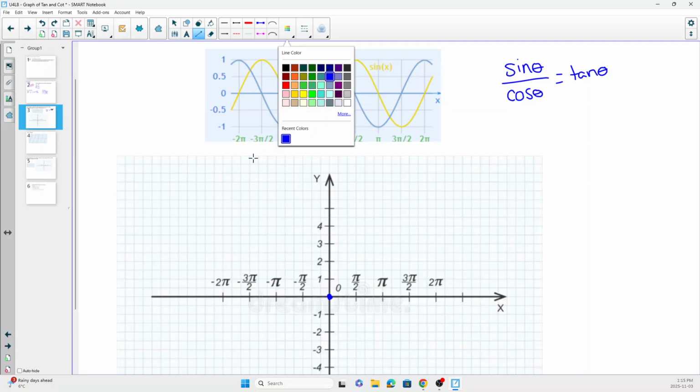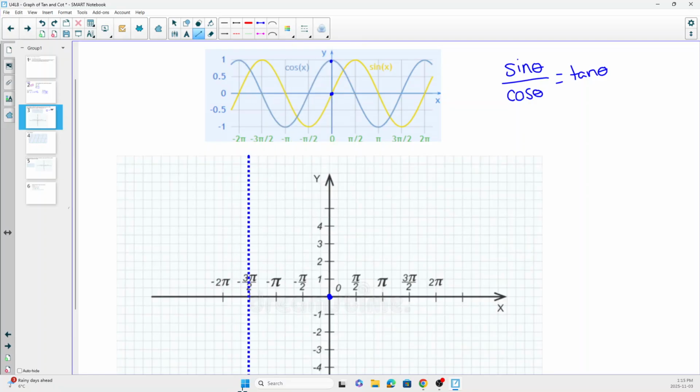pi over 2. Okay, so I'm kind of jumping around now because anywhere where cos theta is equal to 0, we're going to have a vertical asymptote on tan theta because we can't do whatever the sine value is divided by 0. So that's going to happen here. It's going to happen at negative pi over 2. We're going to have a vertical asymptote. It's going to happen again at pi over 2, which is the one we were just investigating. And it's going to happen again at 3 pi over 2.